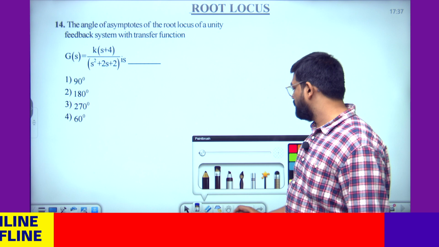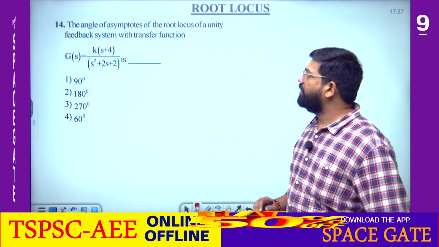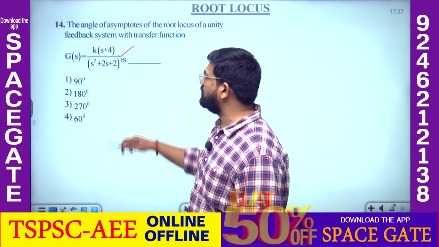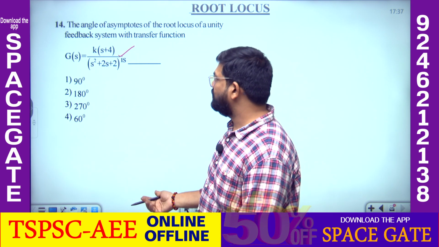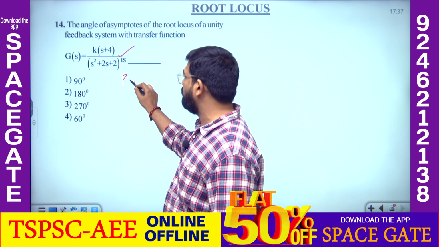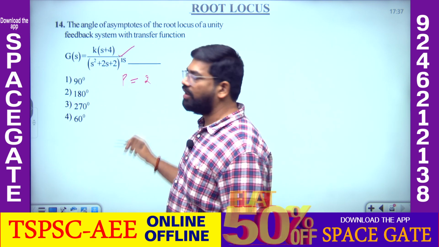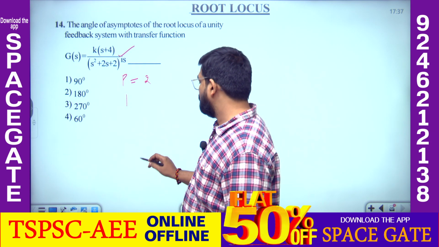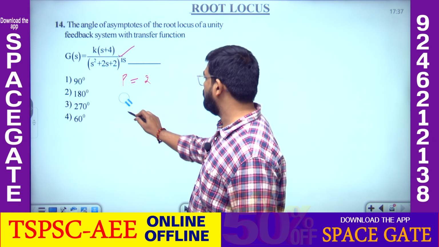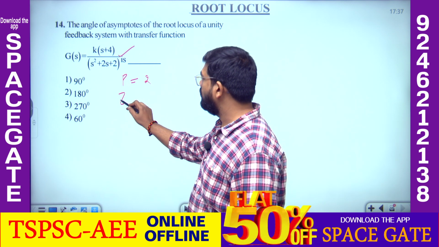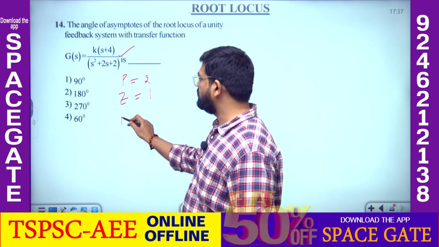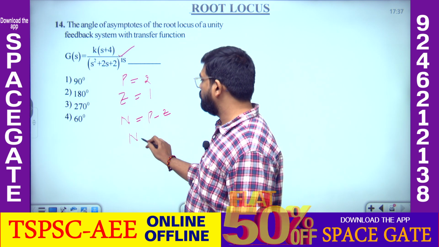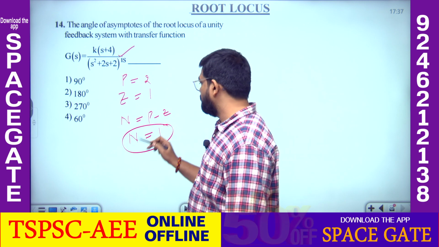Observe what is being asked in this question. The angle of asymptotes of the root locus of a unity feedback system with this transfer function is asked. You just need to identify the number of poles, how many? 2 poles, because it is a second order equation in the denominator, and the number of zeros. If you observe, how many zeros? Only 1 zero. So n is equal to p minus z, right? So n is equal to 2 minus 1, which means only 1.